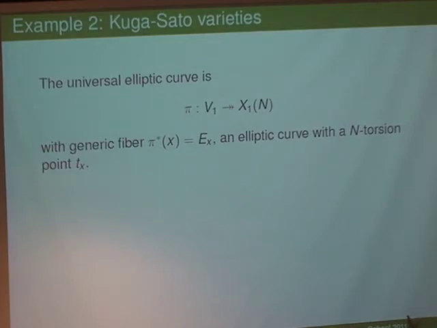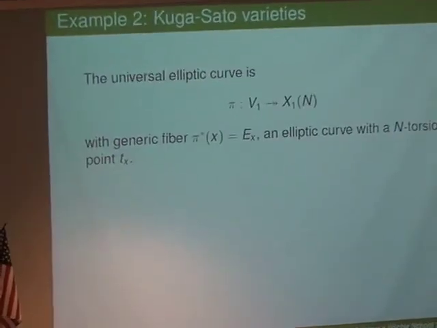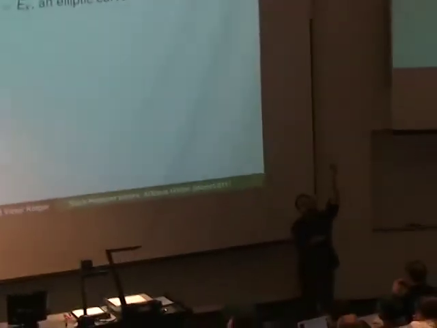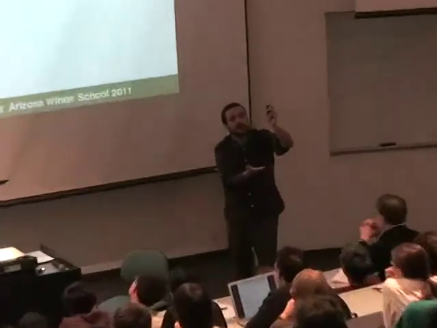This is just a surface, V1, which is an elliptic curve. So this is a surface which is fibered over your modular curve, and the fiber at each point is exactly the elliptic curve which is parameterized by this modular curve. Since a point on the modular curve is an elliptic curve and a torsion point, the fiber is this elliptic curve with a marked torsion point. This is a surface which is called the universal elliptic curve.